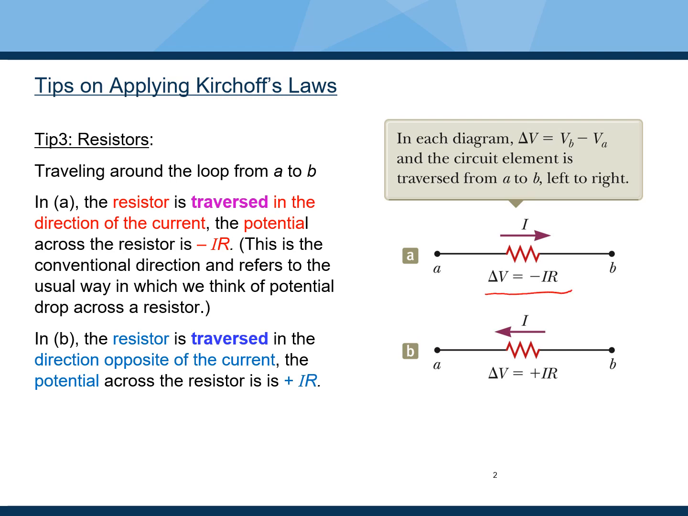Tip number 3, when traversing a resistor in the direction of current flow, you will have a negative voltage drop that you add into your loop law. So if you're traversing the resistor from A to B in panel A, you will actually have a voltage drop of minus IR. On the other hand, if you're traversing a resistor in figure B, from point little a to point little b, then you're traversing it opposite to the direction of current flow, and for that you have to put a voltage rise of IR.